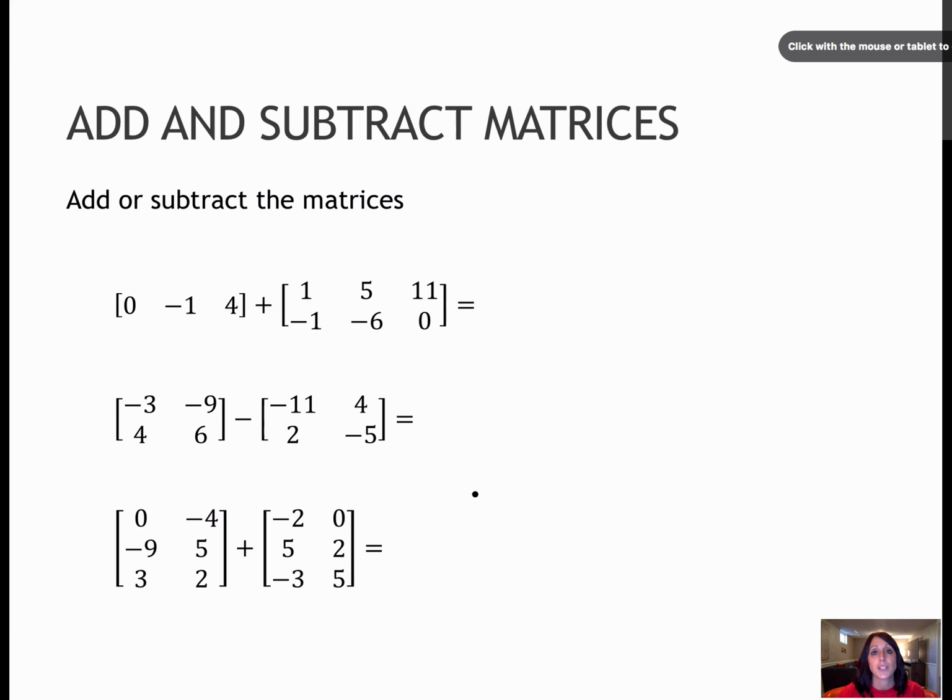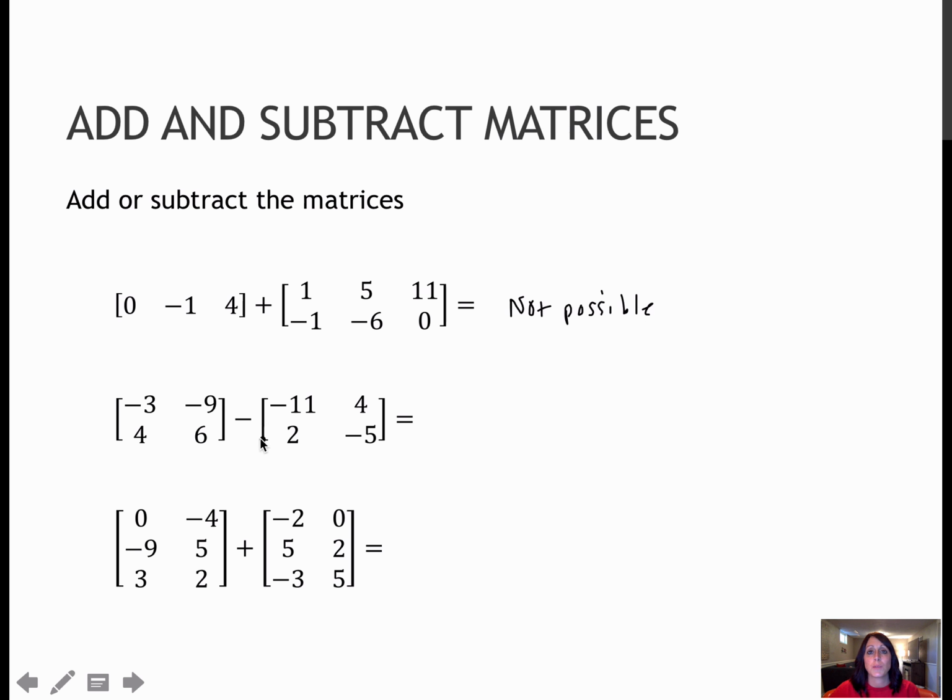Here are a couple for us to practice together. This first one, this is a 1 by 3 matrix, and this is a 2 by 3 matrix, so it's not possible for me to add those together because they are two different sizes.